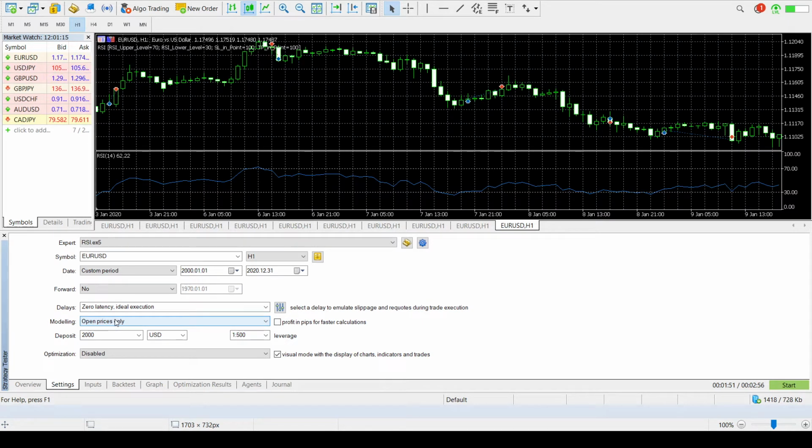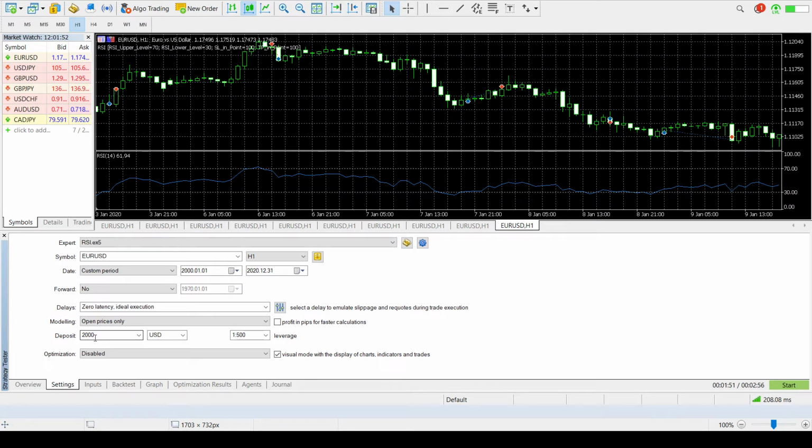The reason behind is I'm not going to spend a long time to do very high accuracy simulations, so we are going to only assess on the open price only. I believe this is good enough to see the RSI trading strategy. Of course, if you want, you can also do it on real ticks, but for now we're going to stick with open price only. And deposit here, this is where we define our starting capital.